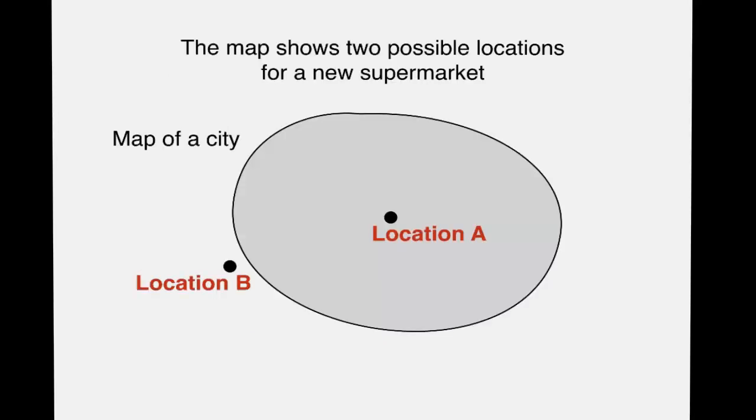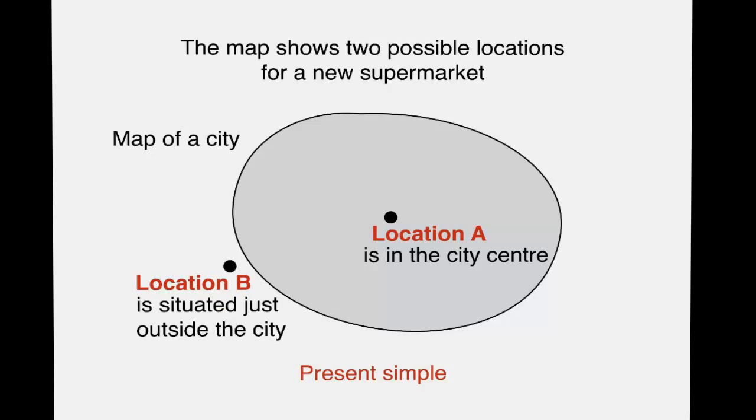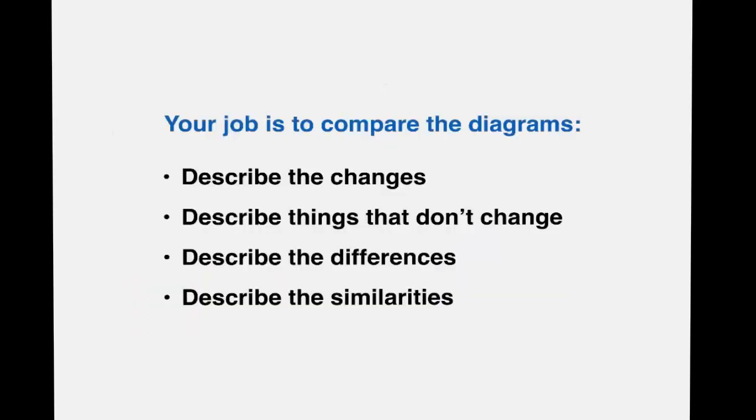Another question, the alternative locations map. This was our question showing the two locations. Which verb tense would you use for this one? I would suggest again using the present simple. So we could say the potential location A is in the city centre, whereas location B is situated just outside the city. If any of that seems confusing, just remember that your job is to compare the diagrams, describing changes or things that don't change, differences, similarities, whether it's a map, alternative designs, before and after, it doesn't matter. You're just doing these basic things.